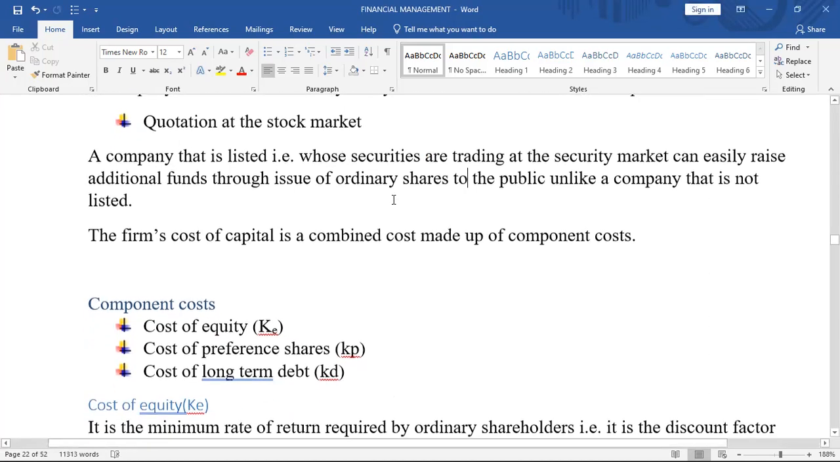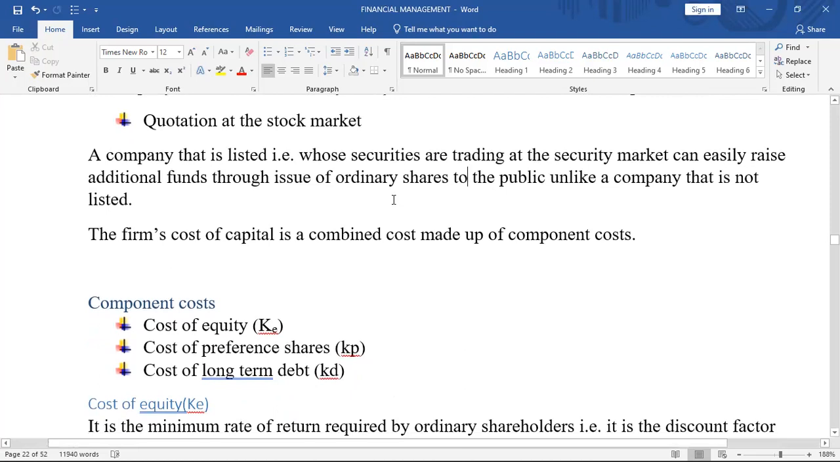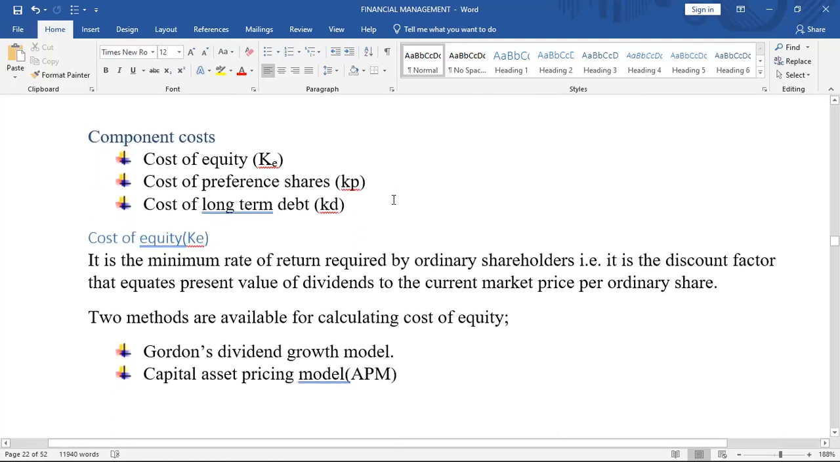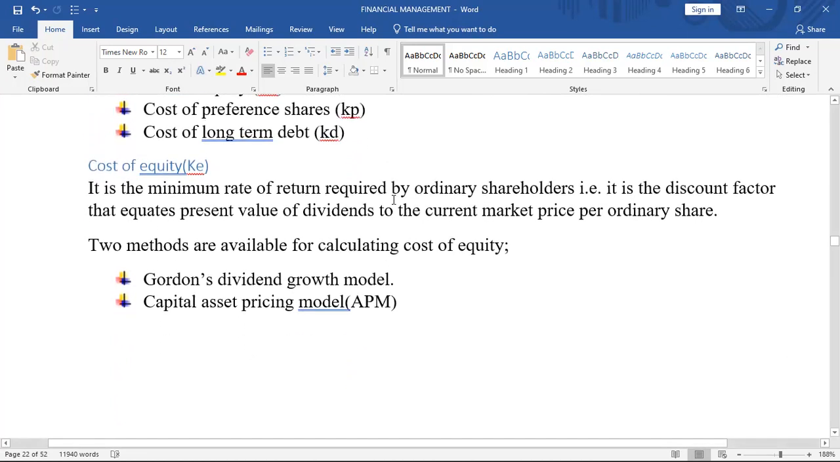Now we are saying the firm's cost of capital is a combined cost made up of the component costs, which comprise the cost of equity, cost of preference shares, and the cost of long-term debt. Let's just start by elaborating more about the cost of equity.